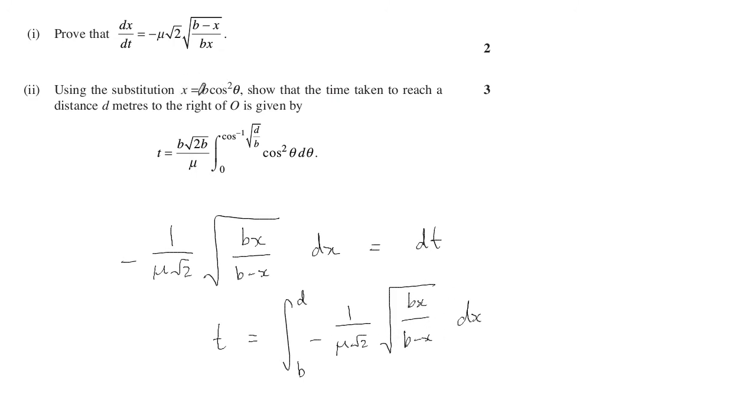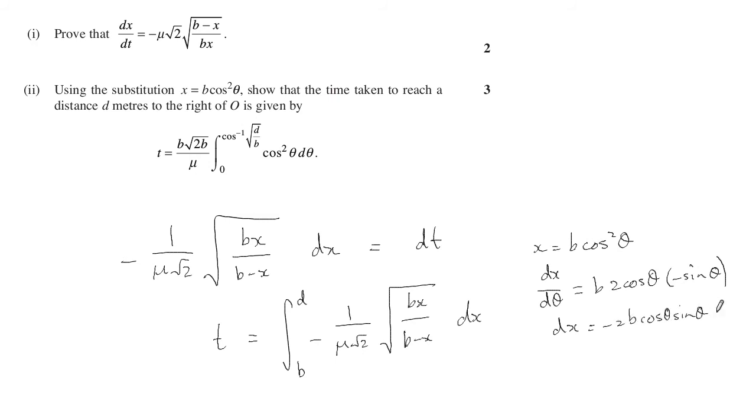Well, they've very helpfully given us this substitution to use. And then we can work out the derivative of that so that we know what to replace dx with. Use the chain rule on that. We get 2 cos theta times negative sine theta. So dx is negative 2b cos theta sine theta d theta.